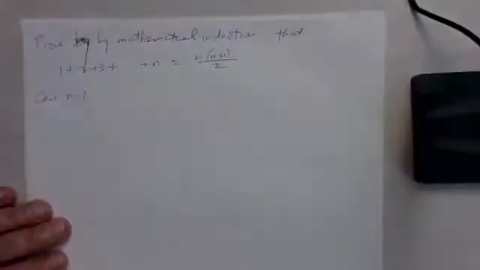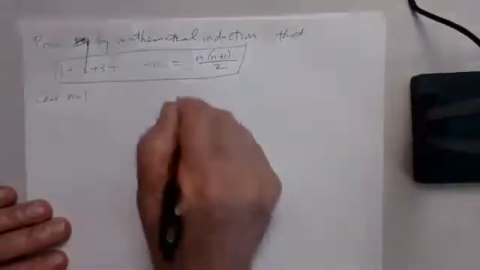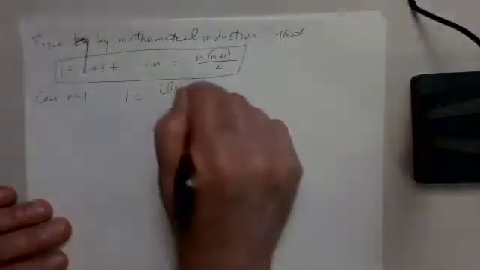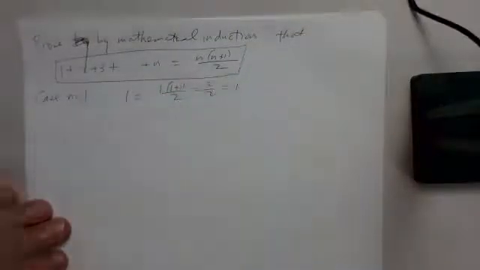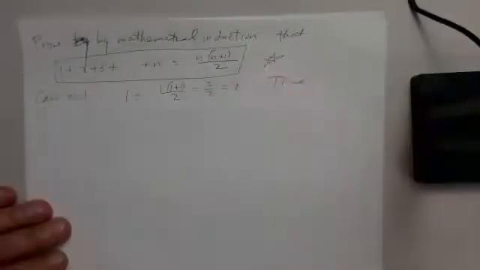So if you're going to prove something by mathematical induction, you need the starting case, which in this case is n equal 1. If this statement is true for n equal 1, that says that 1 is equal to 1 times 1 plus 1 over 2, which is 2 over 2, which is 1. So this formula, I'll give it a star, is true for n equal 1.